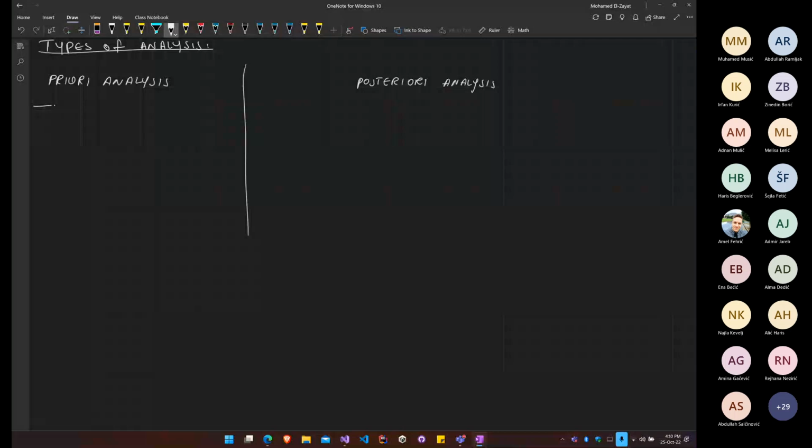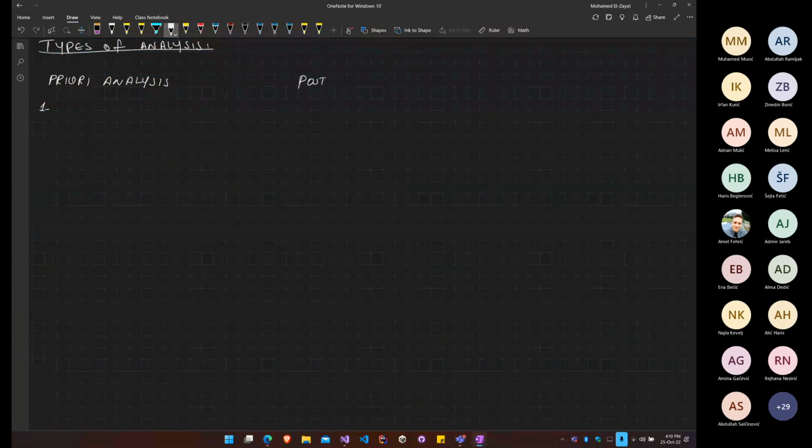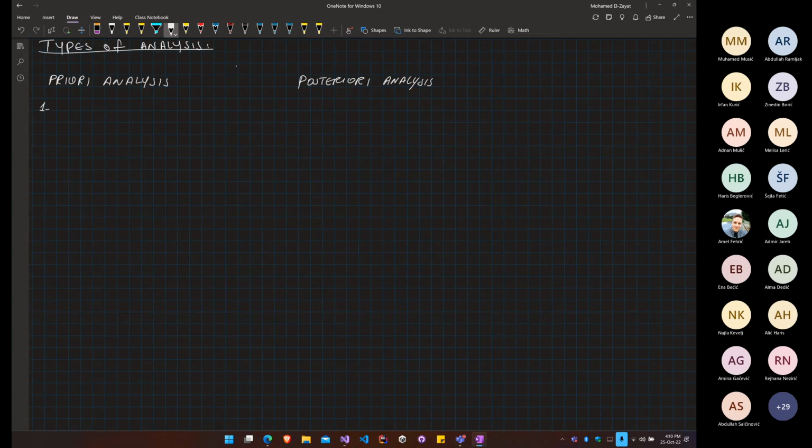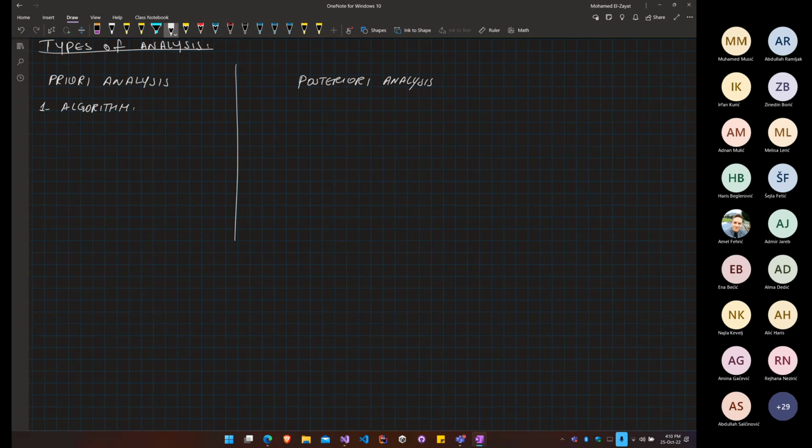Well, in the priori analysis, we don't care about the code itself. Nobody talks about anything regarding that part. We just talk about the algorithm. Like when we summed all the numbers in an array last time, we looked at it from pseudocode.